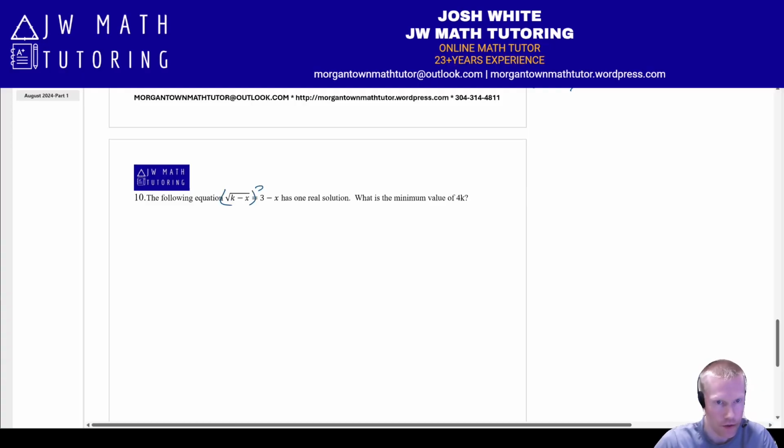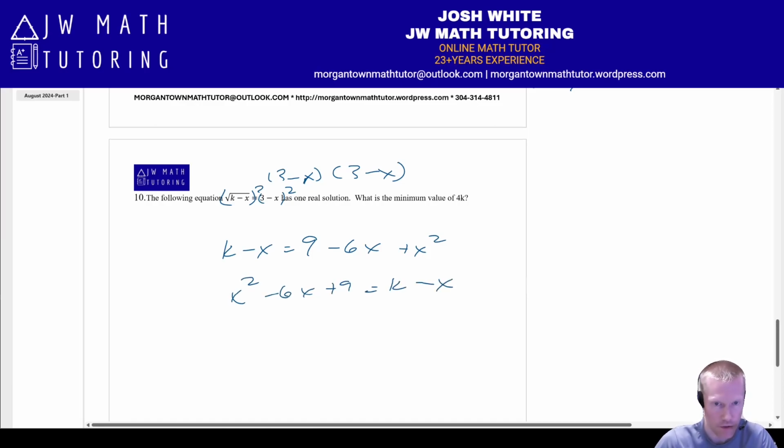The traditional way would be to go ahead, square both sides. Left side is just k minus x, square root and squared cancel. Right side, it's 9 minus 6x plus x squared. Technically you FOIL this out, 3 minus x times 3 minus x. Okay, and then first I'm just going to flip the sides, so I'm just going to use the symmetric property: x squared minus 6x plus 9 equals k minus x.